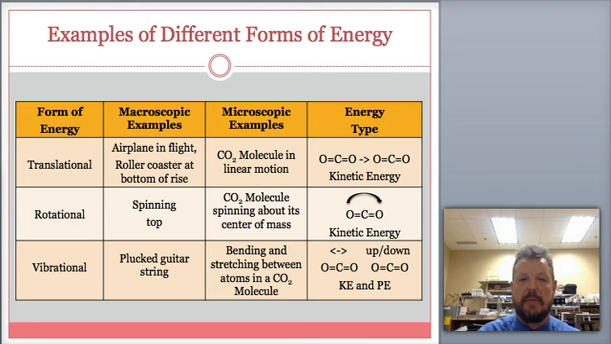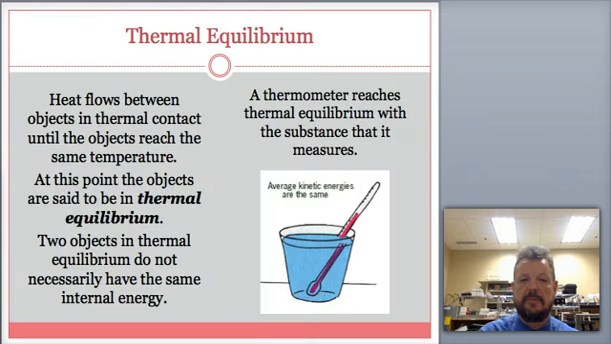This is a table that describes different forms of energy: translational, rotational, and vibrational. Thermal energy is the idea that heat flows between objects that are in contact with each other until they reach the same temperature. At this point, the objects are said to be in thermal equilibrium. Two objects in thermal equilibrium do not necessarily have the same internal energy, and a thermometer reaches thermal equilibrium with a substance that it is measuring.